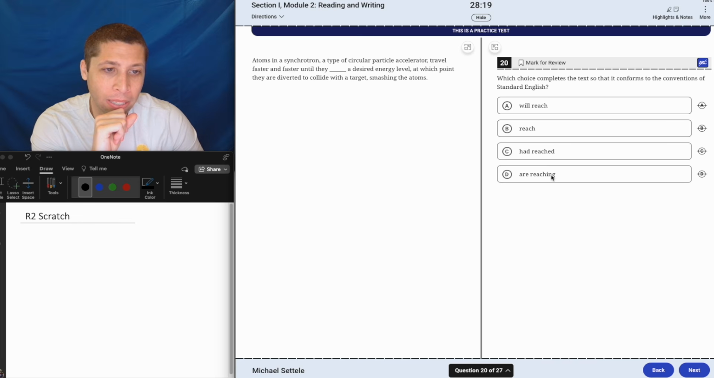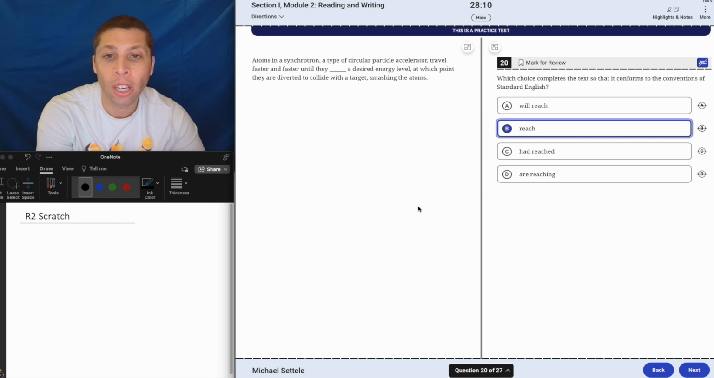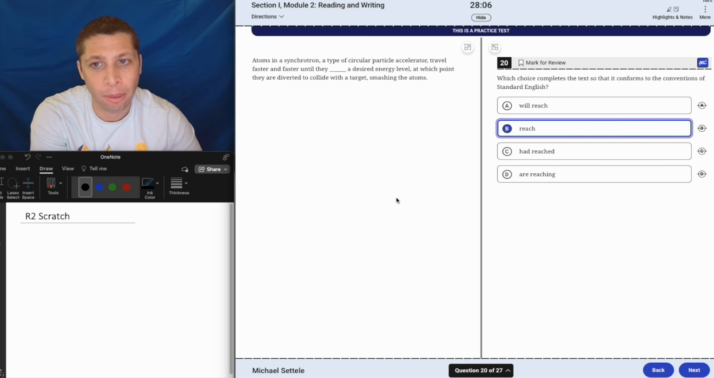All right, this seems like past, present, future. Atoms in a synchrotron. I've seen this question. A type of circular particle accelerator travel faster and faster until they reach a desired energy level, at which point they are diverted to collide with a target, smashing the atoms, right? Because they travel faster and faster until they reach a desired energy level, right? It's present tense. Cool.